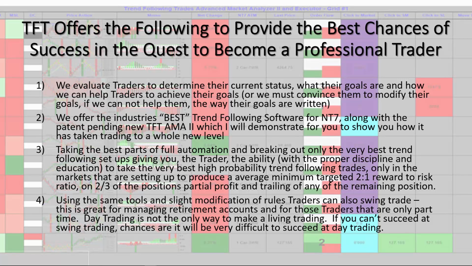We also use the same tools and slight modification of the rules for swing trading. It's great for managing retirement accounts, and for those traders that are only part-time traders, it's a way you can develop a whole methodology around swing trading if you do not have the time to day trade. Most people think that day trading is the only way to make a living. You could not be more incorrect. If you can't succeed at swing trading, chances are you're going to have a very difficult time succeeding at day trading. So swing trading actually yields the most successful traders from a percentage standpoint.